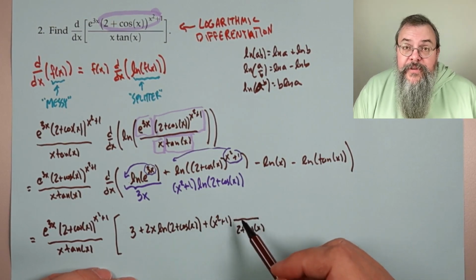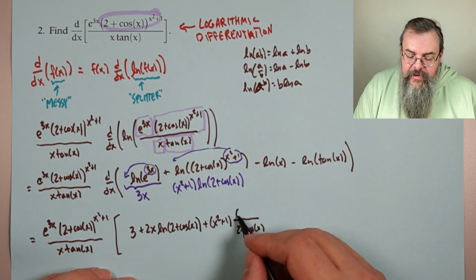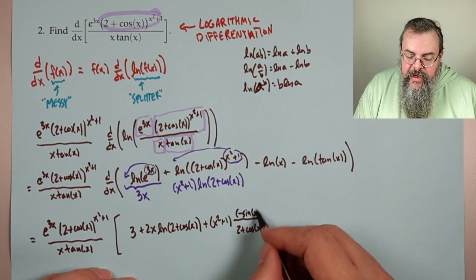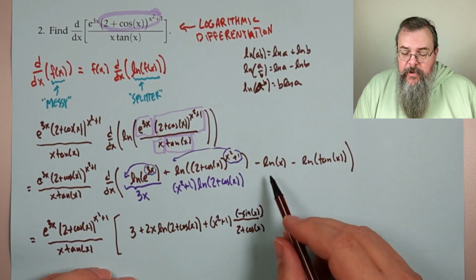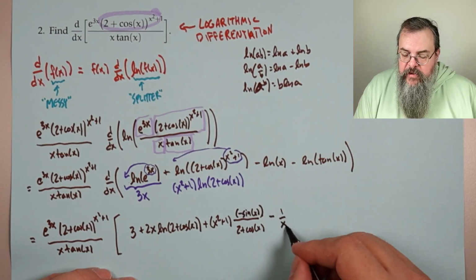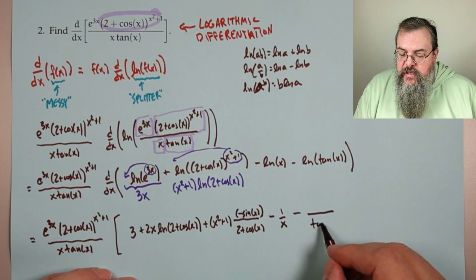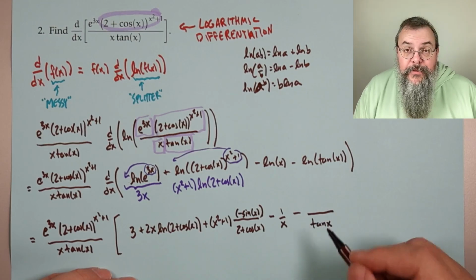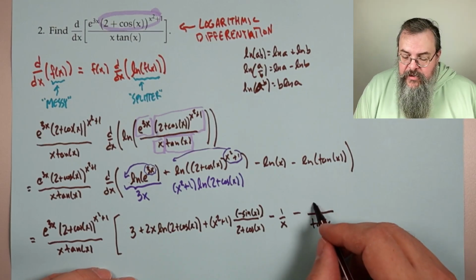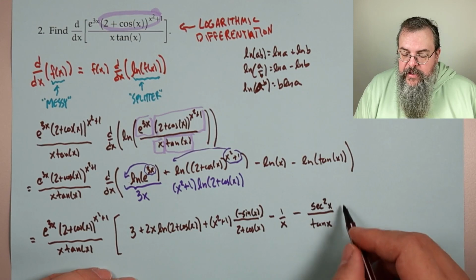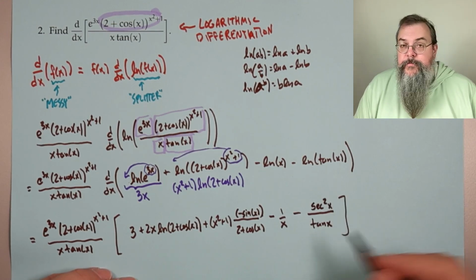Well, what's the derivative of 2 plus cosine x? It's negative sine of x. Derivative of log x, 1 over x. Derivative of tangent, well, okay, downstairs, tangent. Upstairs is derivative of tangent. Derivative of tangent, secant squared. And we're done.